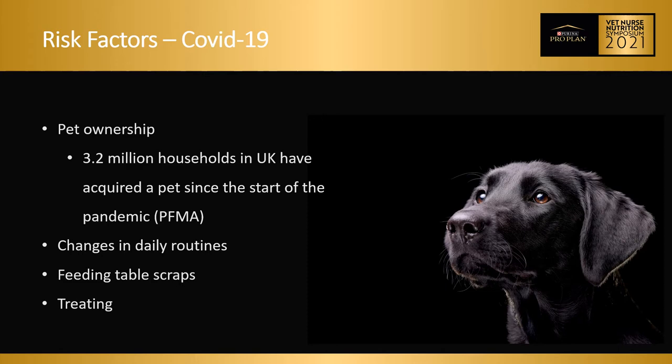The global lockdowns have seen changes to our daily routines for owners. We all know this, and also for the pets that will really impact on that pet's feeding behaviours and also their exercising activities. So we've actually seen two trends surge during the pandemic. Feeding from table scraps and treating. So pet owners are now eating nearly all of their meals in the home as opposed to at the office or at school or in restaurants.